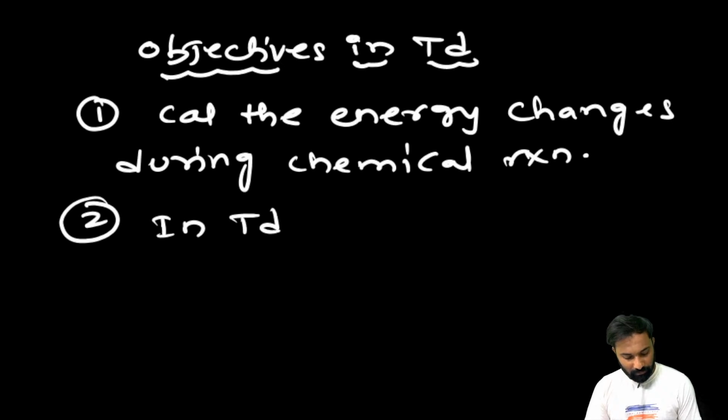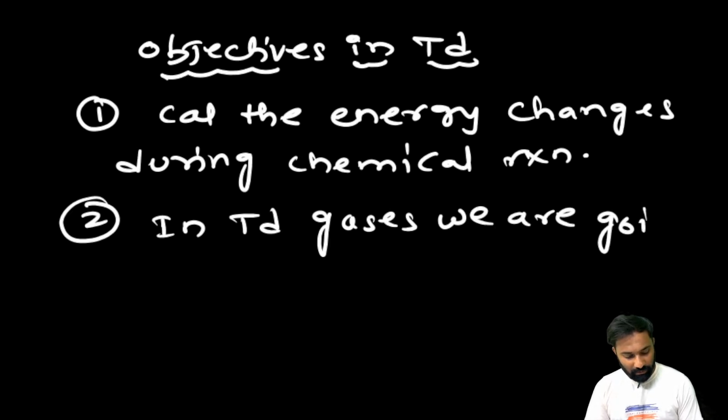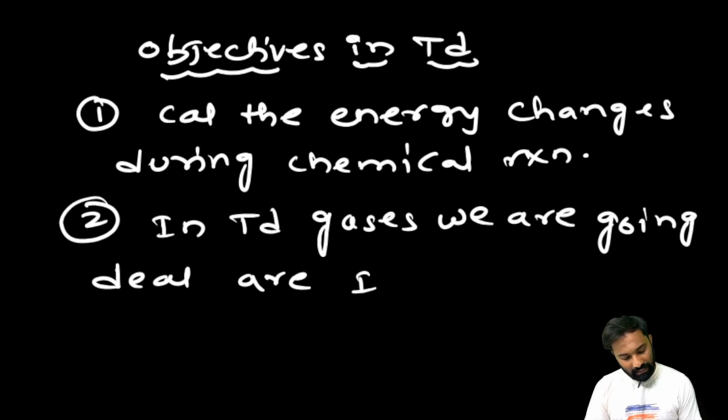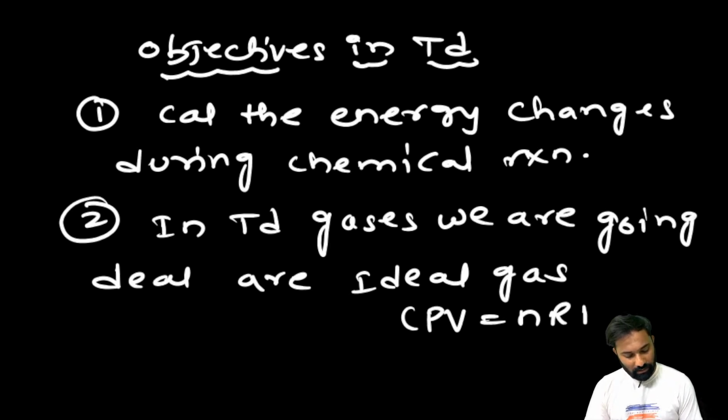Next, the very key point that we are going to deal with in TD is gases, or ideal gases. We know the ideal gases, right? What is the ideal gas formula? PV equals nRT. Done? Clear?